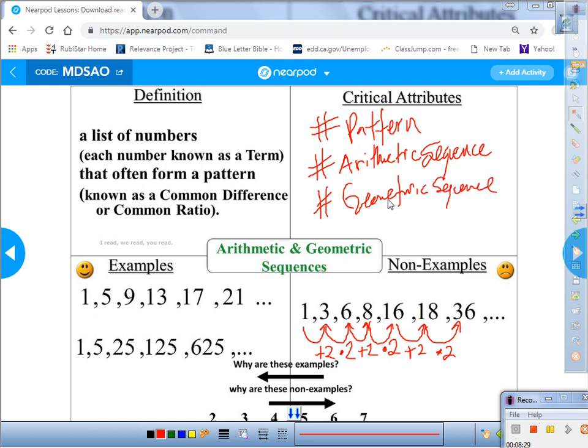Okay, but what makes those? Hashtag what? Luca, what is it? Hashtag list. List of what? Of numbers. Okay. One last one, Fatima. Hashtag common difference. And of course the last one would be what, everyone? Common ratio. All right, let's move on.